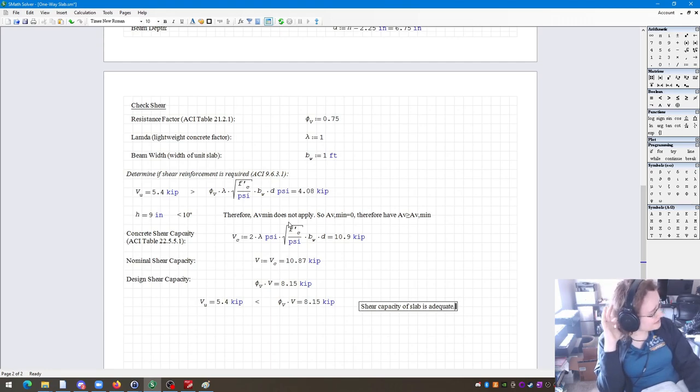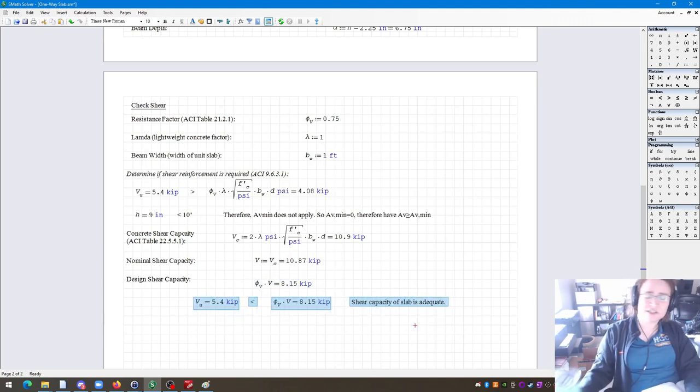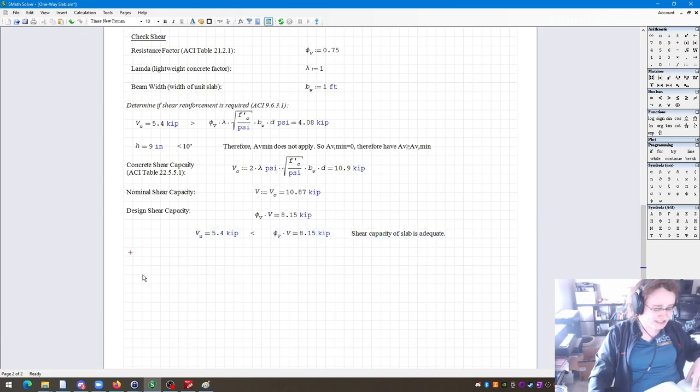So the tricky thing again about slabs and shear is that you can't increase your shear capacity by just adding shear reinforcement. So effectively our only way to resist shear is to have a thick enough slab. If we don't have a thick enough slab, then we need to make it thicker, because we can't have any kind of shear reinforcement in a typical reinforced concrete one-way slab or even two-way slab. Okay, so we've gone ahead and confirmed that our shear capacity is good.